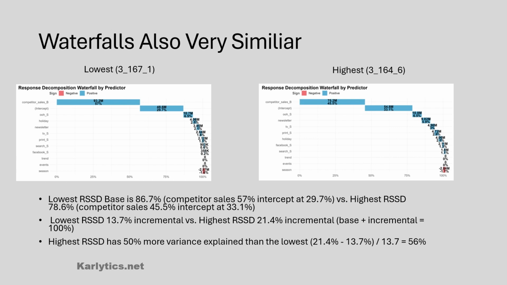When we go one by one through these, each follows the similar rank orders with some difference in holiday, and we see search and Facebook swapping places. Although the rankings of individual variables in the waterfall are similar, the incremental of the highest RSSD is 50% higher than the lowest RSSD model.